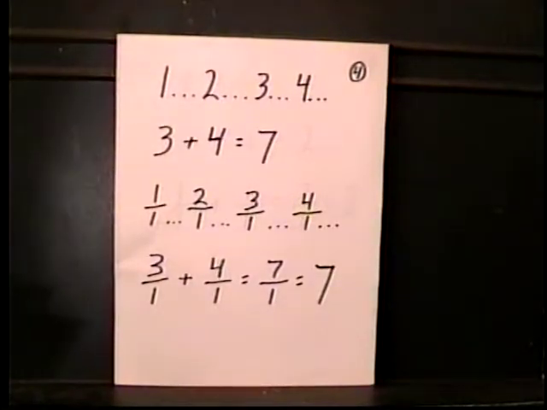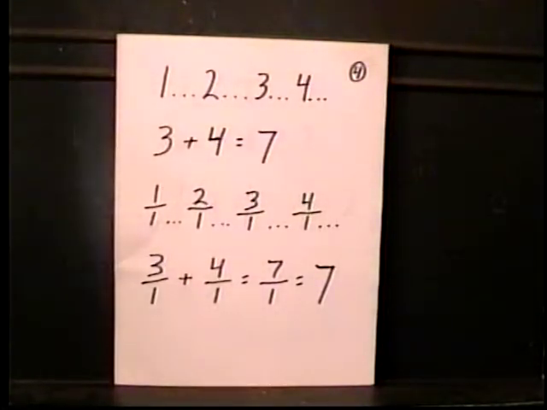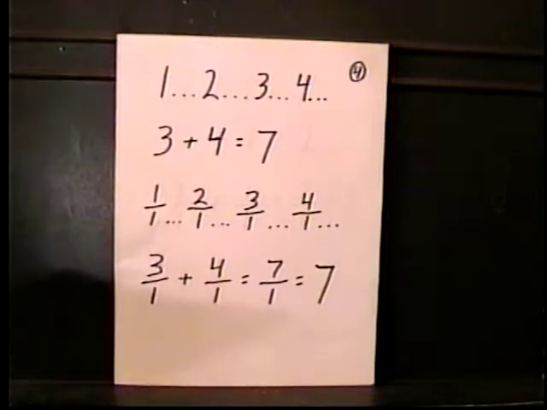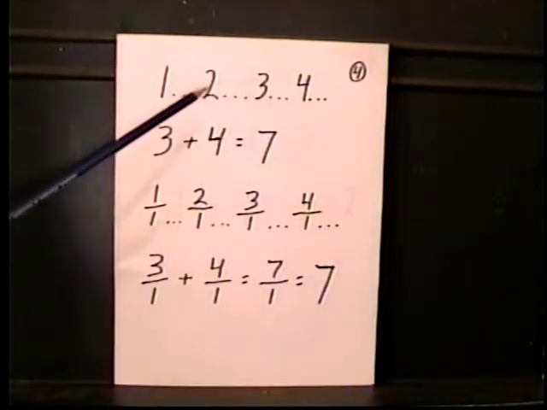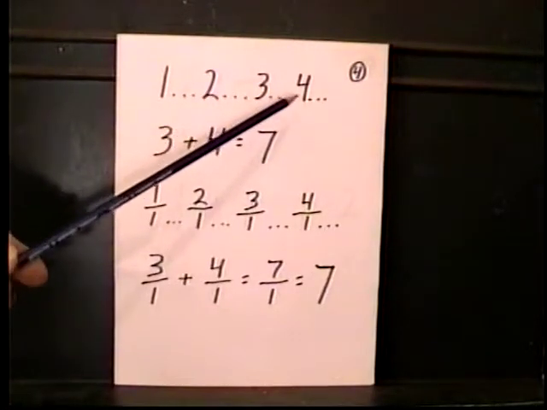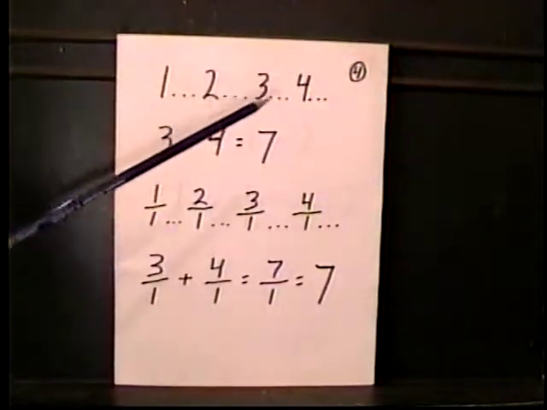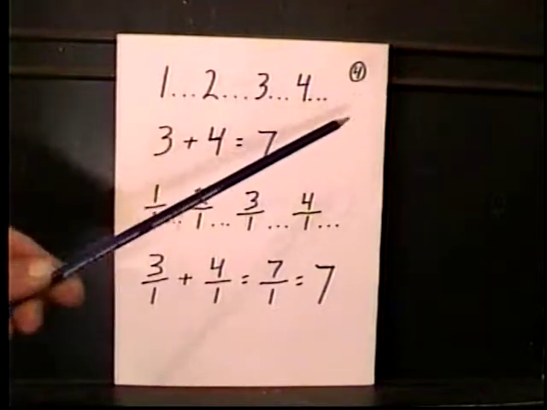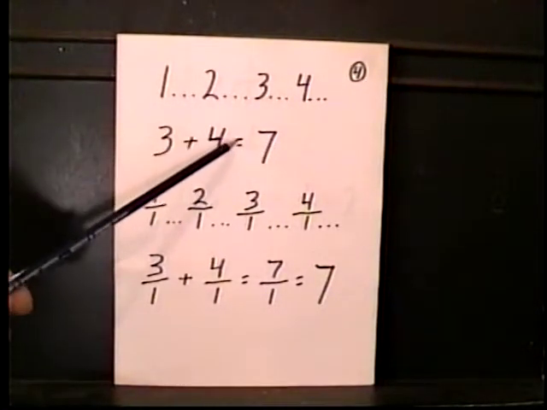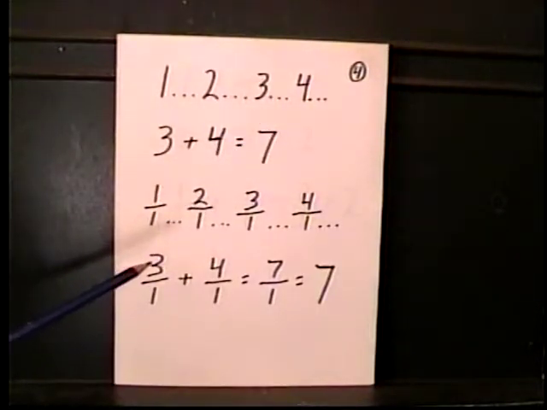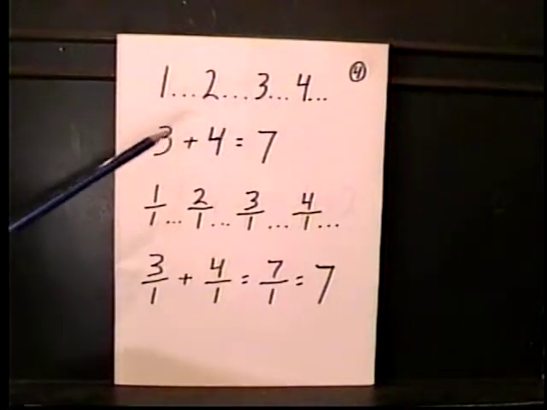Let's look at page 4. If I counted to 4, I could write it like this: 1, 2, 3, 4, and I could keep going. The dots mean that I'm keeping on going. 3 plus 4 equals 7. We're working with whole numbers here.